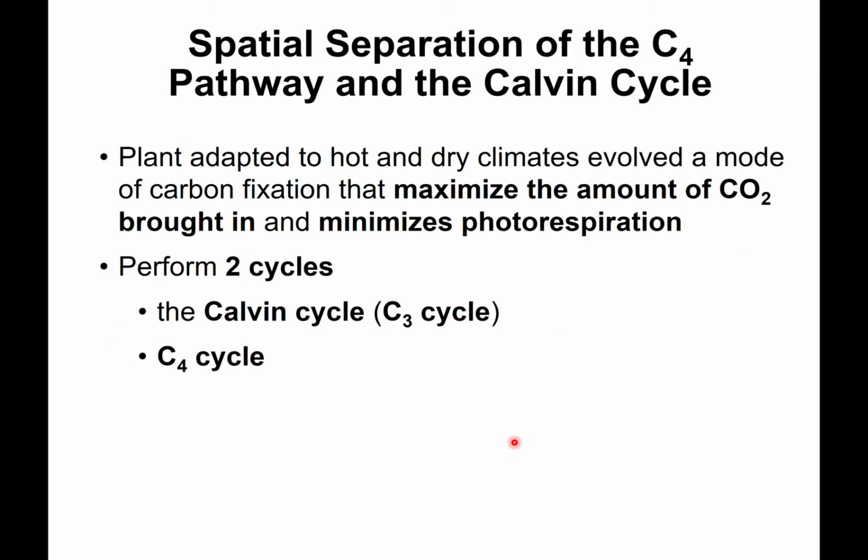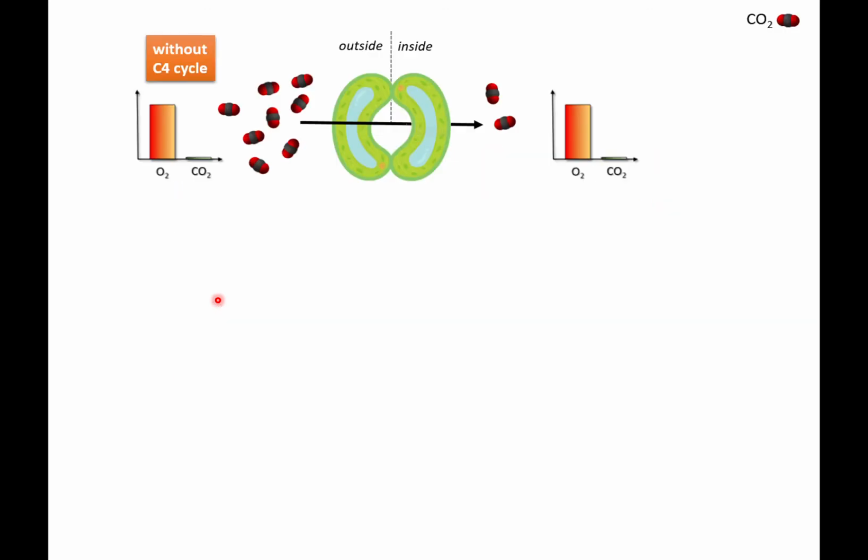Well, they've done that by developing another cycle, which is referred to as the C4 cycle. This C4 cycle is a cycle, you'll see the steps later on, where carbon dioxide, instead of being brought into the Calvin cycle directly, gets first fixed to a 3-carbon molecule, forming a 4-carbon molecule. By doing that, they have a way to accumulate as much carbon dioxide as possible. I'll show you in a second.